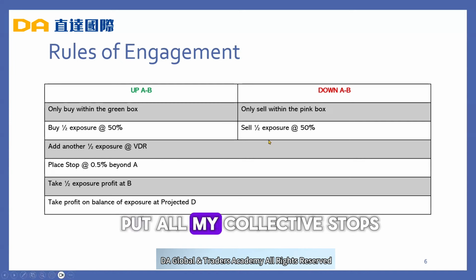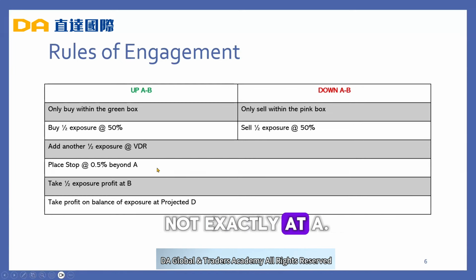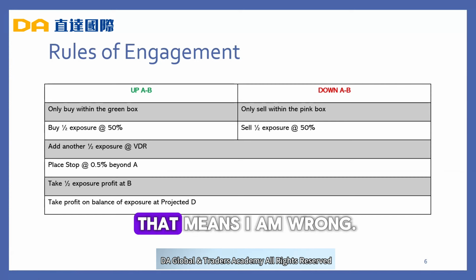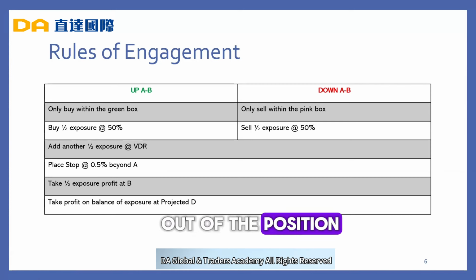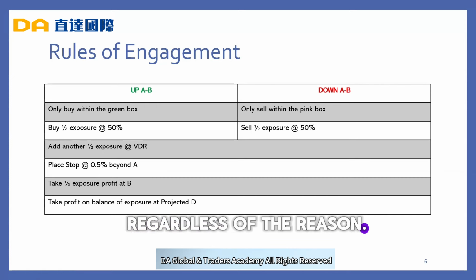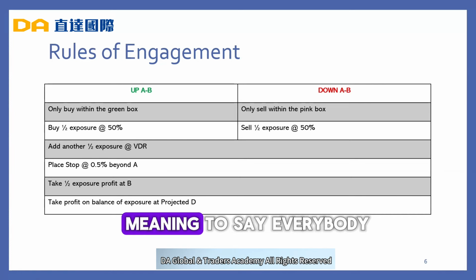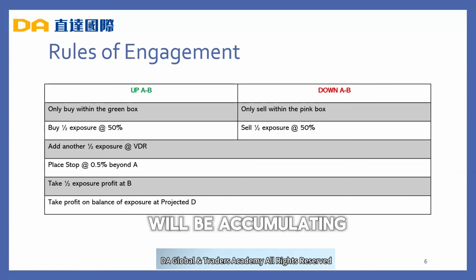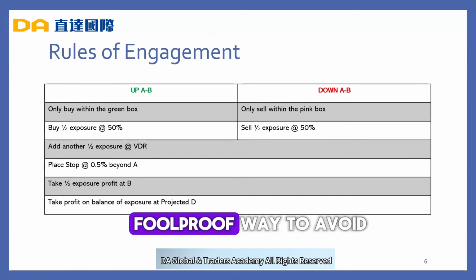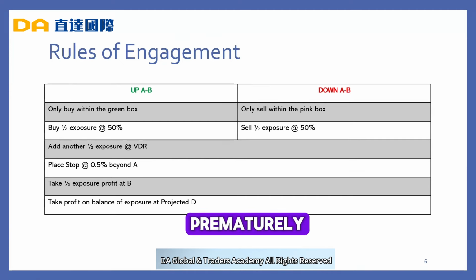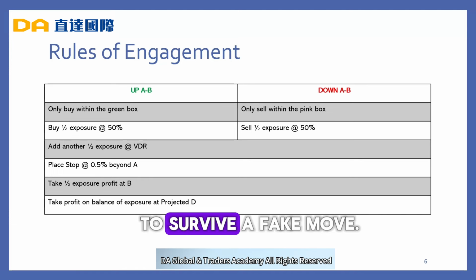So I want to put all my collective stops, not exactly at A. A is the point of invalidation. If I'm buying and prices go below A, that means I am wrong. I need to get out of the position, regardless of the reason. But I am also aware that there are times when the market does a fake move, meaning everybody knows where the stops will be accumulating. That will be an obvious pool of liquidity. There are times when the market will gun for that liquidity pool, and I'll try to avoid that as much as possible. Now, this is not a foolproof way to avoid being stopped out prematurely, but it at least gives me a chance to survive a fake move.